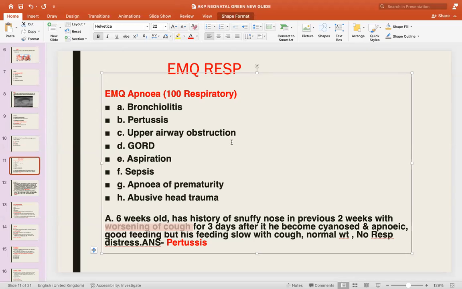So this is the pertussis. Any question from this? So this is a problem-based question. You have to understand the problem-based EMQ.